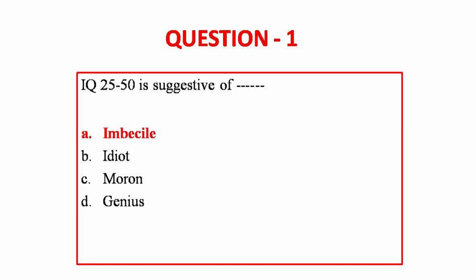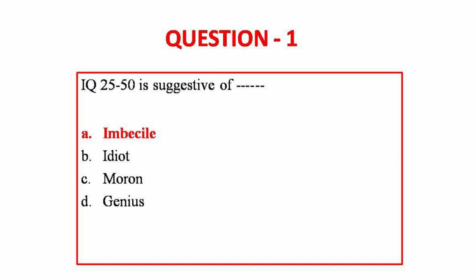So if you see, for idiot the IQ is less than 25. If the IQ is going to be less than 25, it's categorized as idiot, and 25 to 50 is imbecile, and 50 to 70 is for moron.